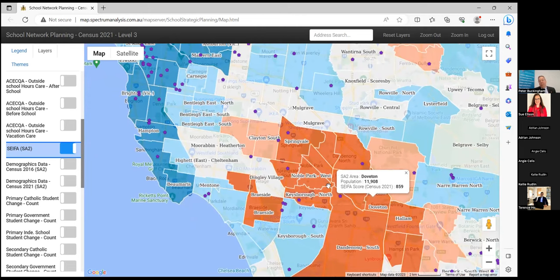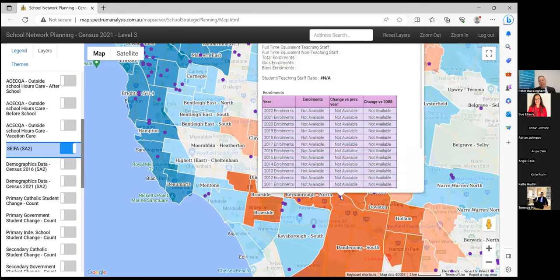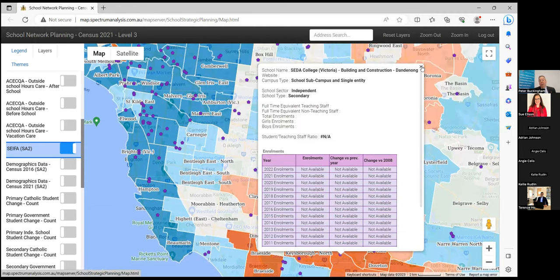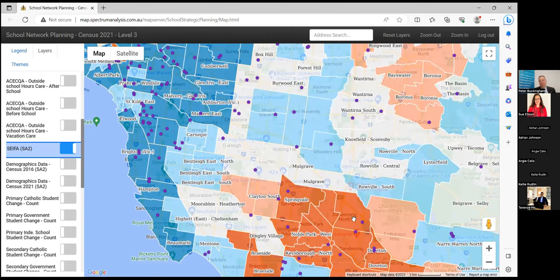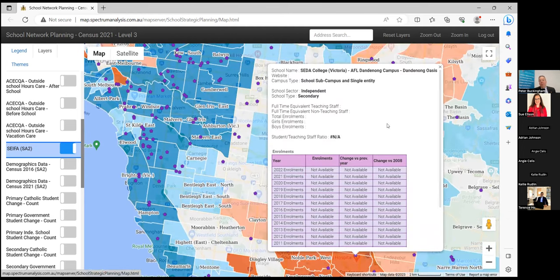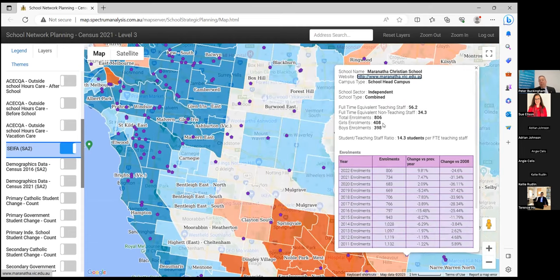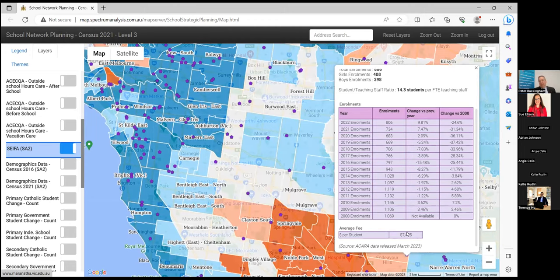Now, we can even look just as easily at those schools that are there. Okay, that's part of a college, a Cedar College. Another one, same one, I think. I'll just go over to here. Okay, so Maranatha Christian School. It's going backwards a bit. Okay, and their fees are about the $7,000 mark.